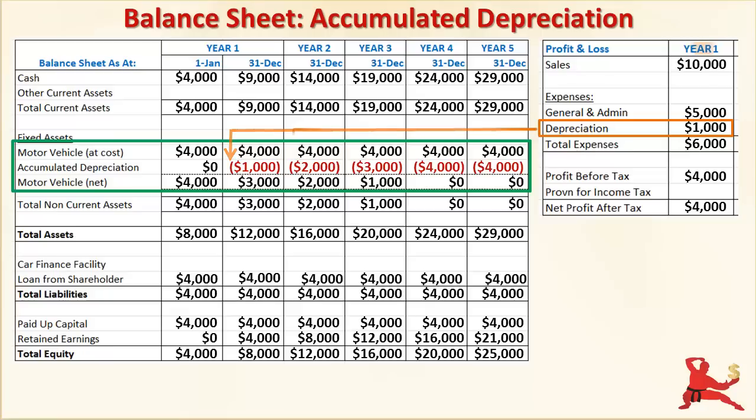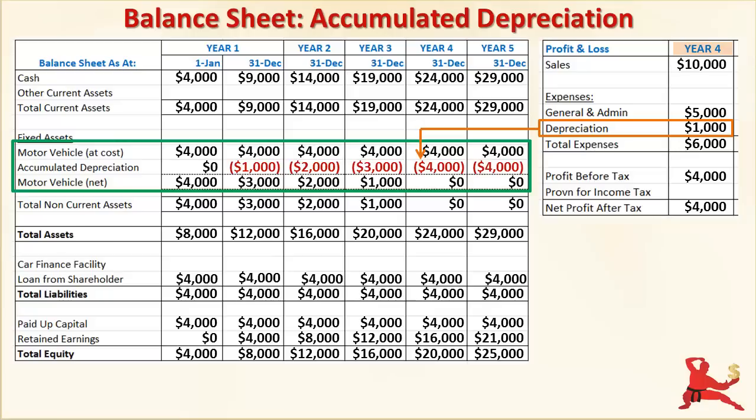In year 2, the $1,000 depreciation expense for that year is added on to the accumulated depreciation of the car. So that takes the accumulated depreciation to $2,000 at the end of year 2. The net book value of the car at the end of year 2 goes down to $2,000. This process keeps going until the car is fully depreciated. That's when the accumulated depreciation is equal to the cost of the car. And that happens by the end of year 4. By then, the net book value of the car is $0.